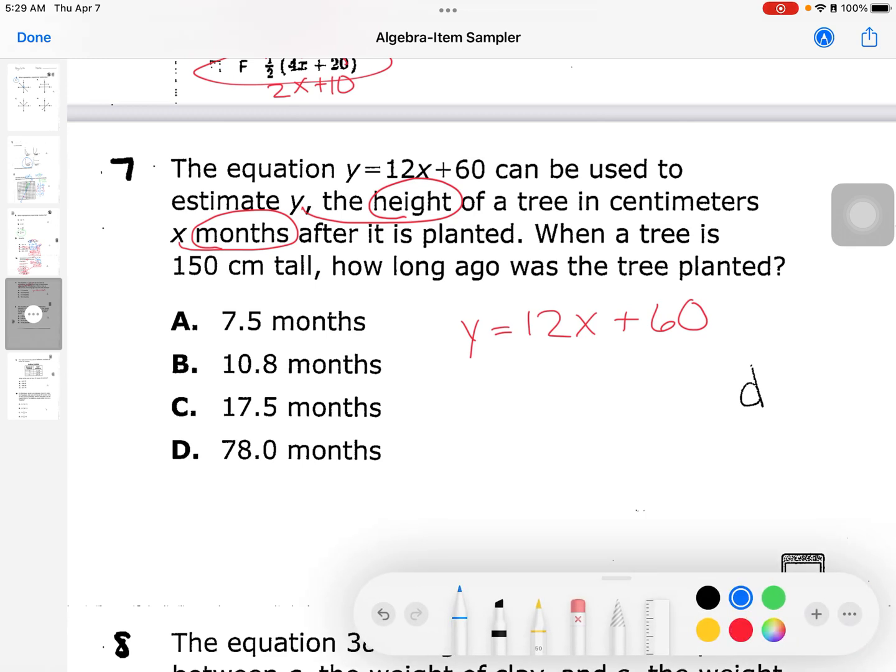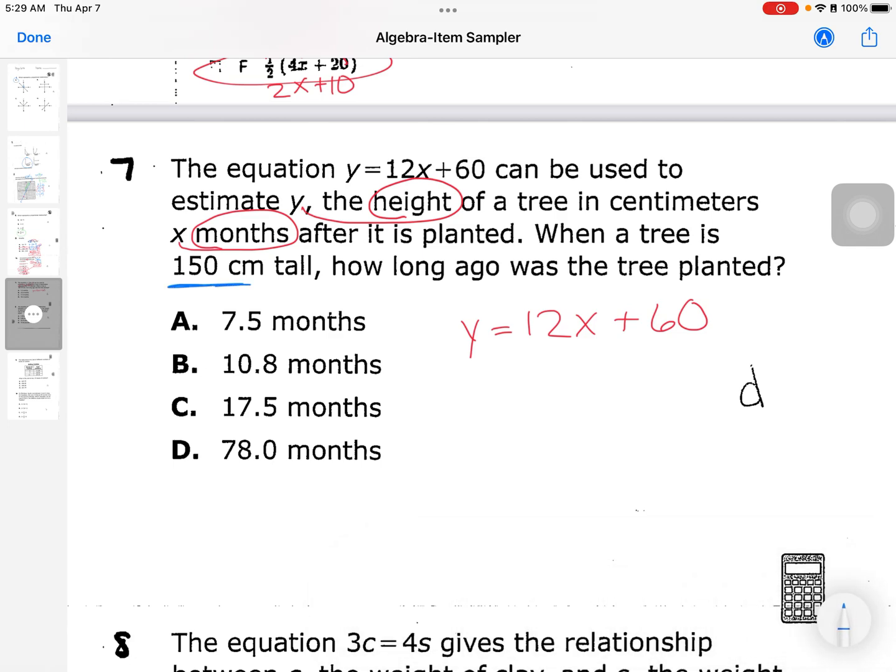What we now have to see is it's saying when the tree is 150 centimeters. So would the 150 go in place of the y or in place of the x? Well, the one being measured in centimeters up here is the height. So we're going to put it in place of the y. So I would get 150 equals 12x plus 60. Now that I have only one variable remaining, I can use my algebra to solve. So use your algebra, and what would you get for an answer?